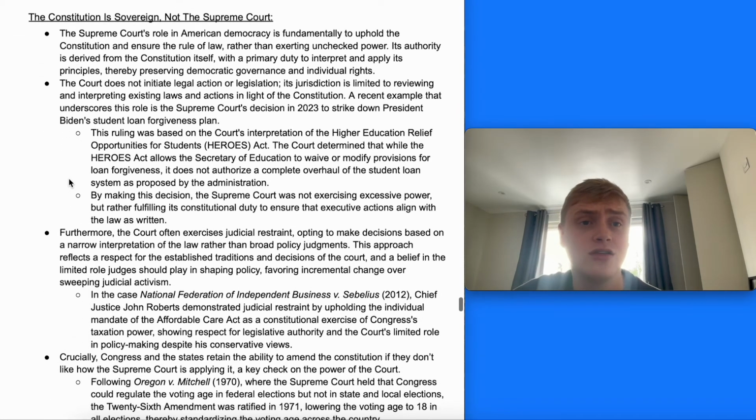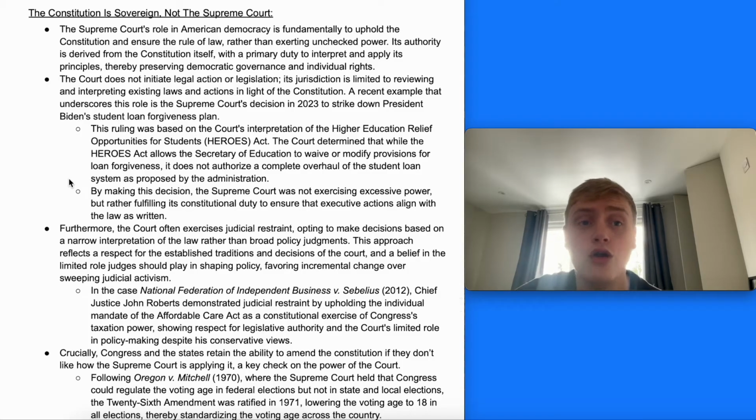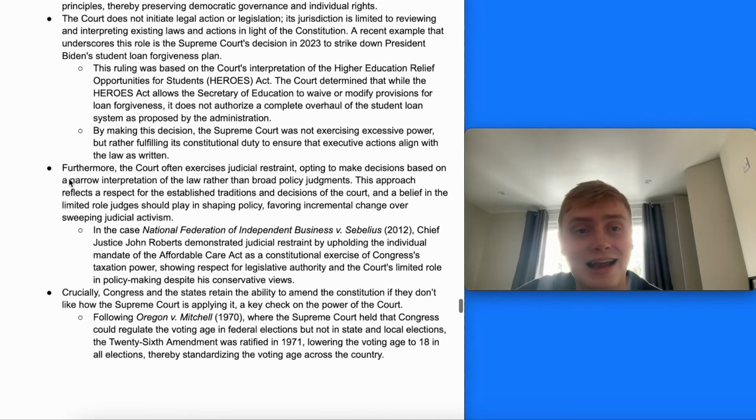And it can also be argued that actually the Supreme Court doesn't have too much power, because it's the Constitution that's sovereign, not the Supreme Court. So the Supreme Court's role in American democracy is fundamentally upholding the Constitution and the rule of law, rather than exerting unchecked power. And the court does not initiate legal action or legislation. Its jurisdiction is limited to reviewing and interpreting existing laws and actions in light of the Constitution.